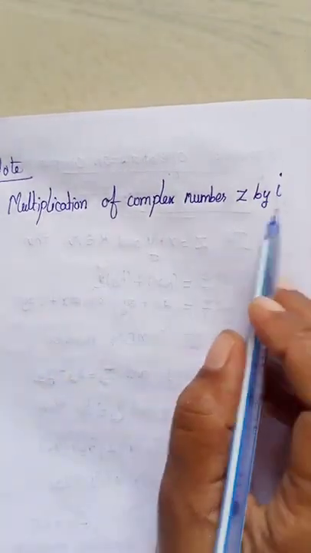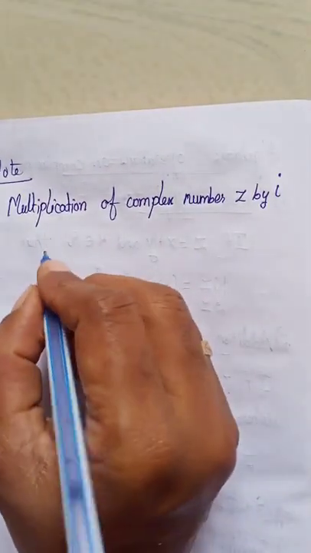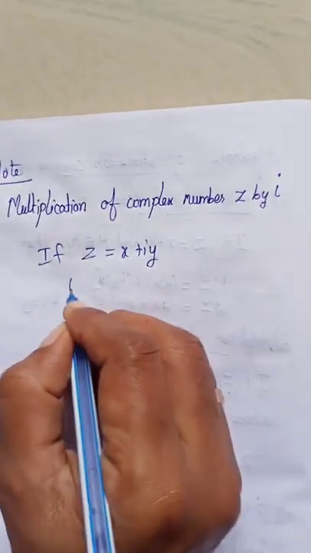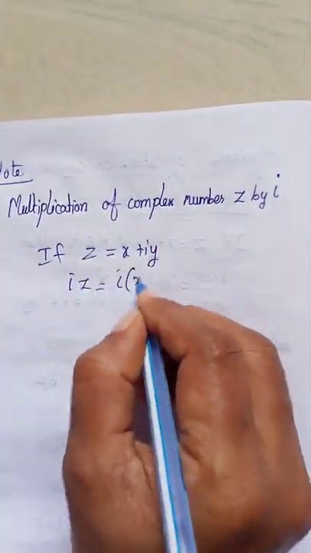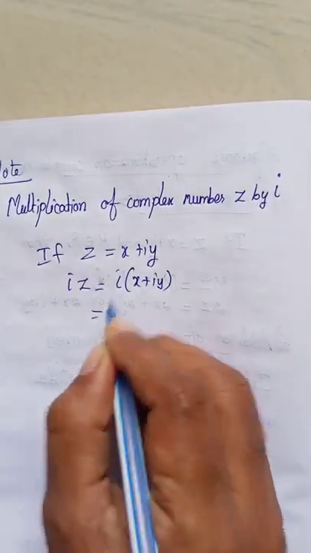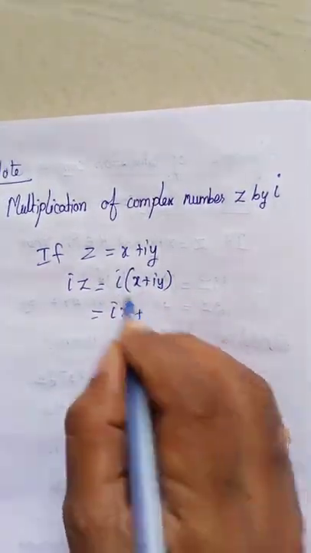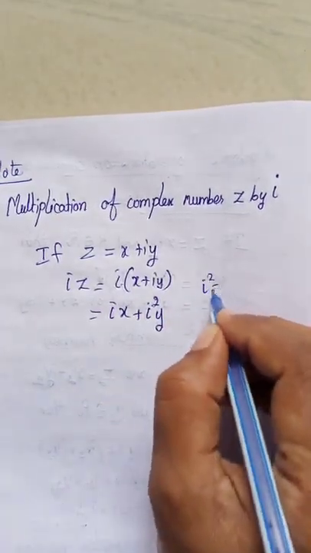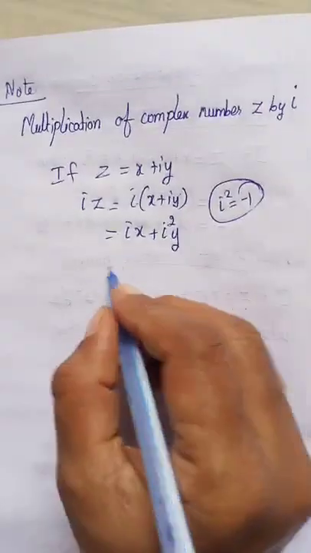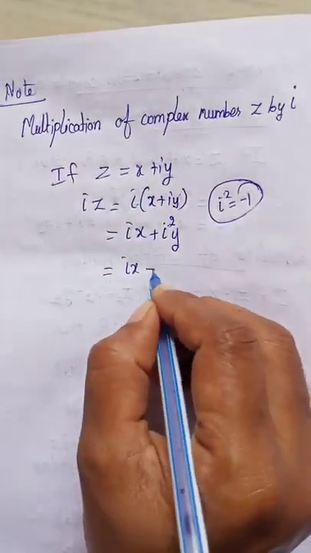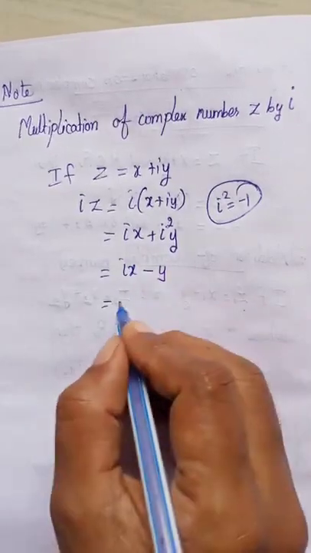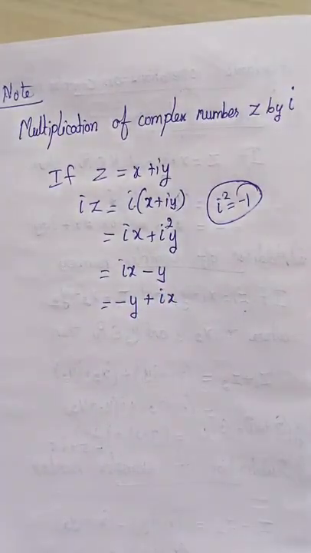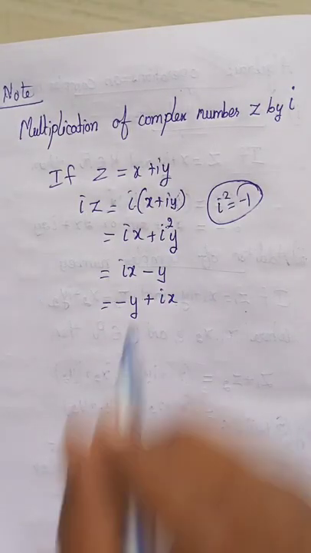Note, multiplication of a complex number z by i. See, if z is equal to x plus iy, then iz is i multiplied by x plus iy. This is ix plus i squared into y. We know that i squared is equal to minus 1. So we get ix minus y. If I write the real part first, we will get minus y plus i into x.